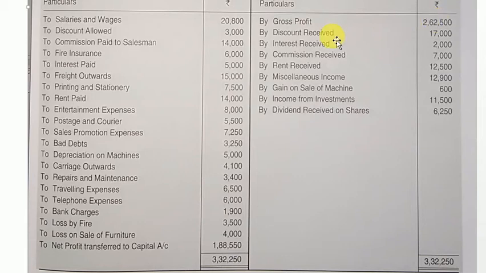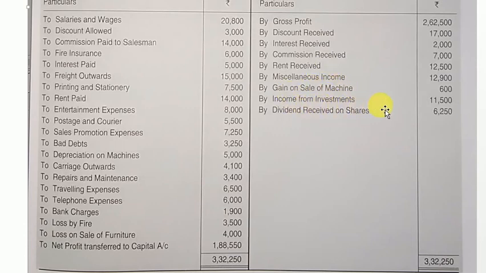And discount received is a type of income, and it will be recorded in the credit side of the profit and loss account. Interest received is also a type of income, and it will also be recorded in the credit side of the profit and loss account. Commission received is also income, and it will be recorded in the credit side of the profit and loss account.